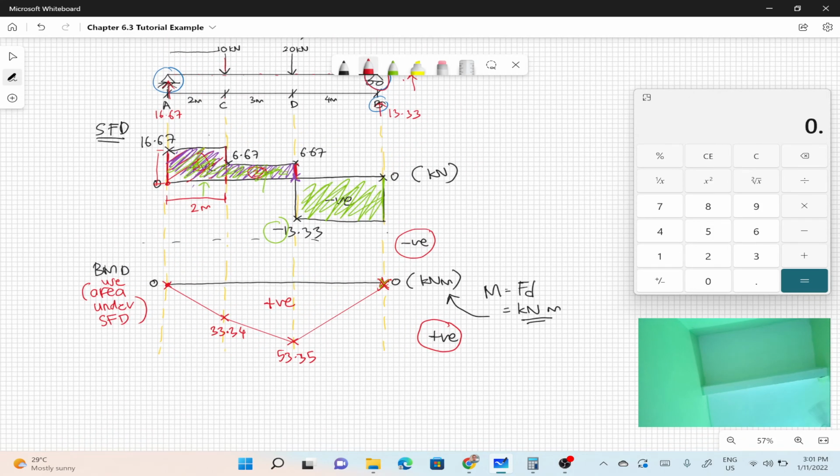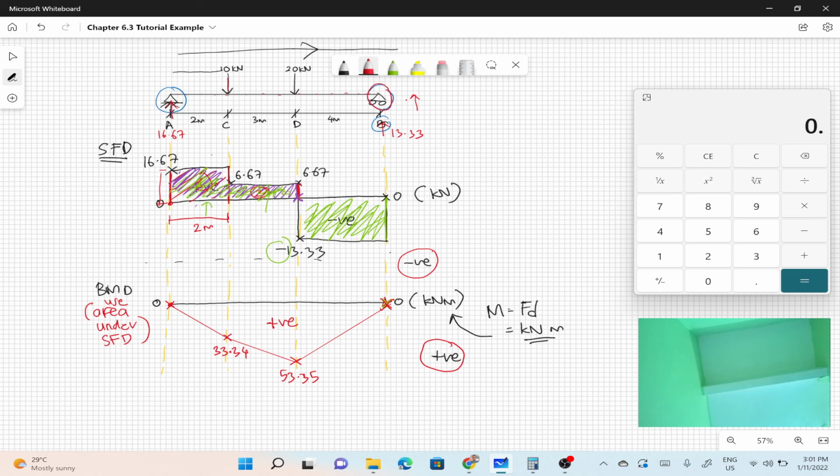And that's it for your syllabus: support reaction and sketching the shear force and bending moment diagram. I hope this video comes in handy and helps your understanding. Please complete the rest of the tutorial questions for chapter 6.3. Thank you very much.